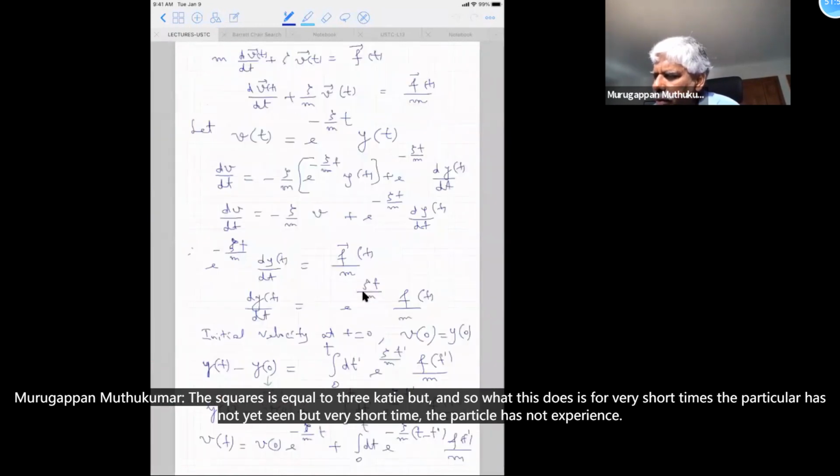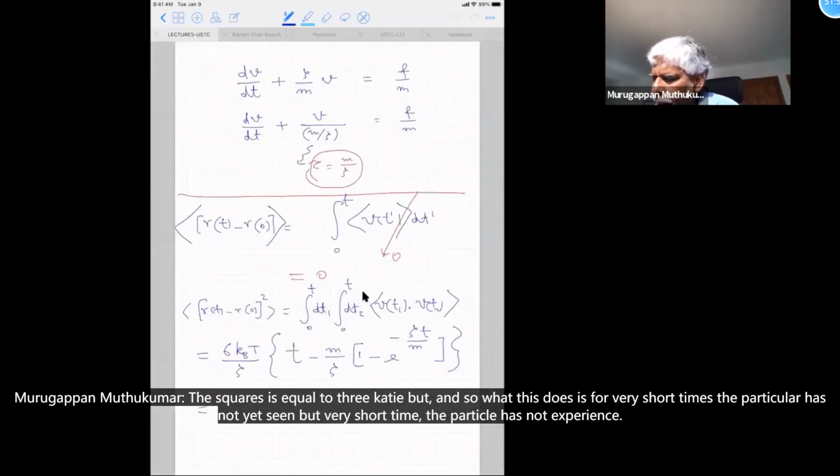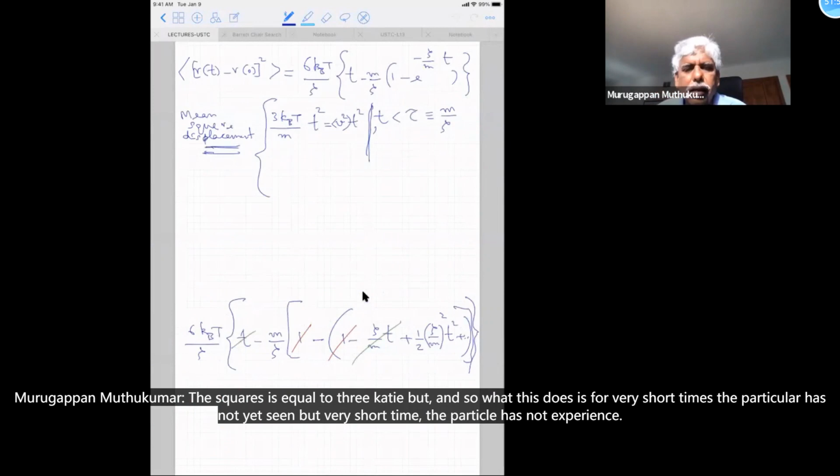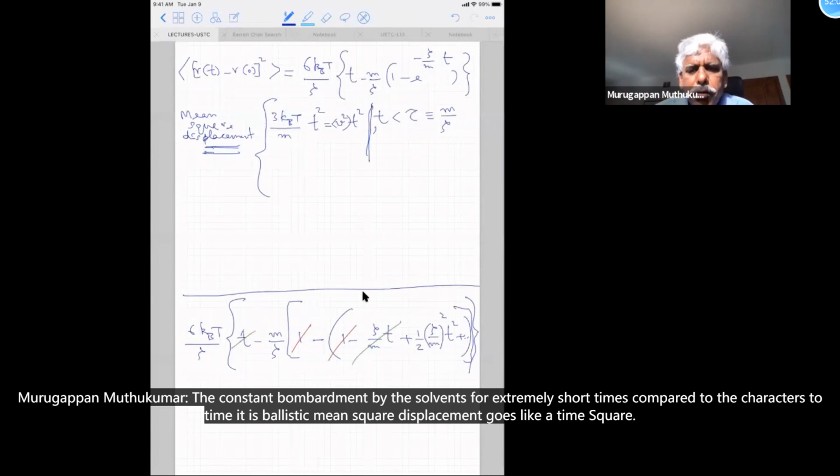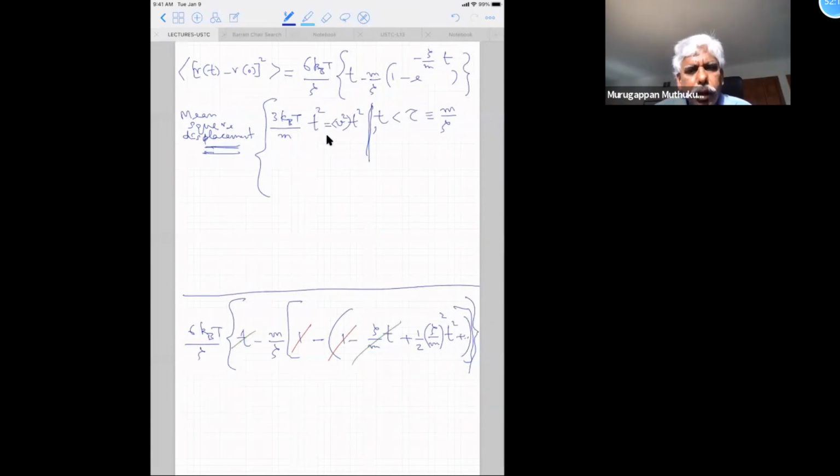So what this does is, for very short times, the particle has not yet experienced the constant bombardments by the solvent. For extremely short times, compared to the characteristic time, it is ballistic. Mean square displacement goes like t squared.